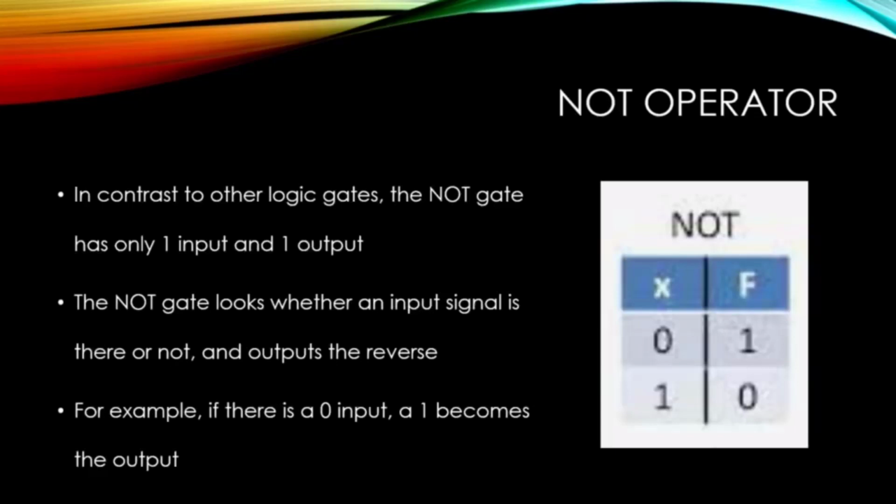In contrast to other logic gates, the NOT gate only has one input and one output, and it outputs the reverse of the input that is passed through the gate. The NOT gate looks at whether an input signal is there or not, and outputs the reverse. So for example, as seen on the table on the right, if there is a 0 as an input, it becomes a 1, and vice versa. If there's a 1 as an input, it becomes a 0.